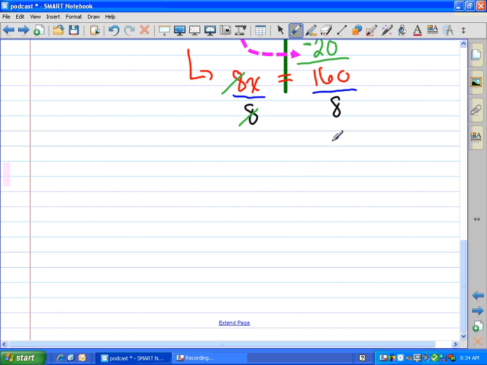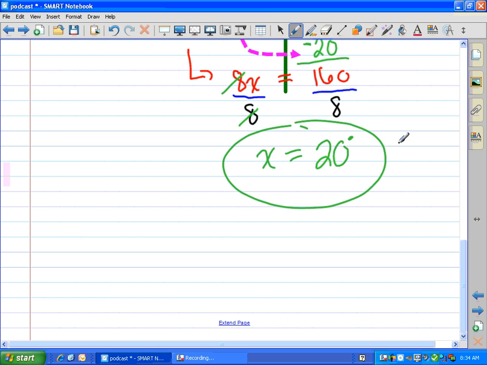16 divided by 8 is going to give me 2. Bring down my 0. So in this case, x equals 20 degrees.